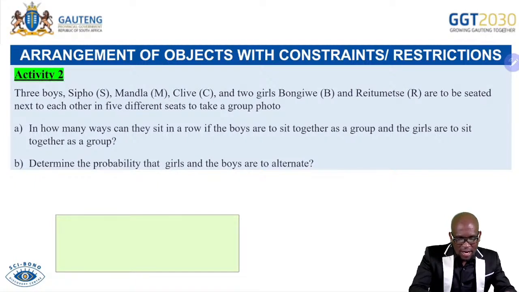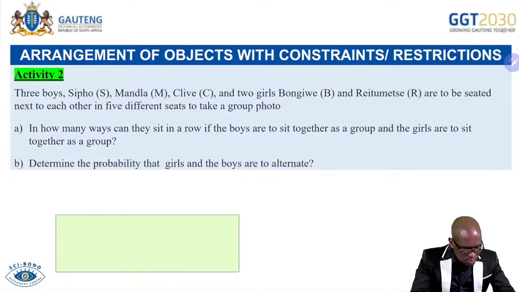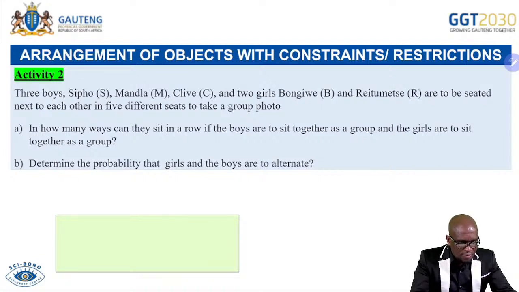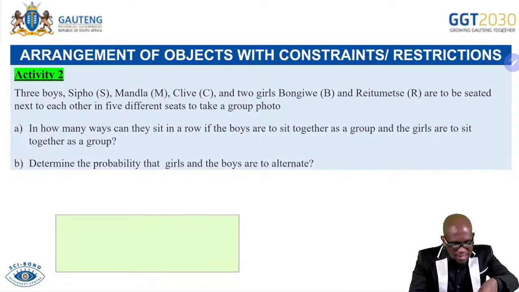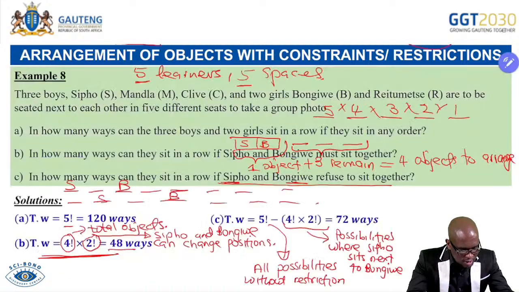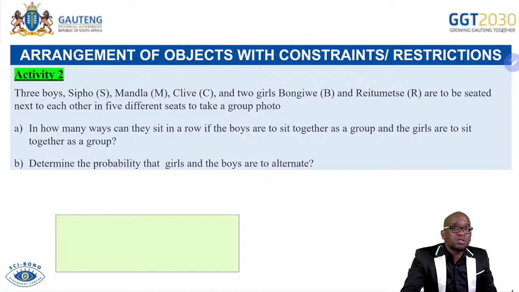Right, hello and welcome back. Let's now look into this particular problem. Three boys, Sipho, Mandla, and Clive, and two girls, Bongiwe and Ritumesi, are to be seated next to each other in 5 different seats to take a group photo. It's the same as the one that I previously worked on, but I've added a few questions. So now, in how many ways can they sit in a row if the boys sit together as a group and the girls sit together as a group?